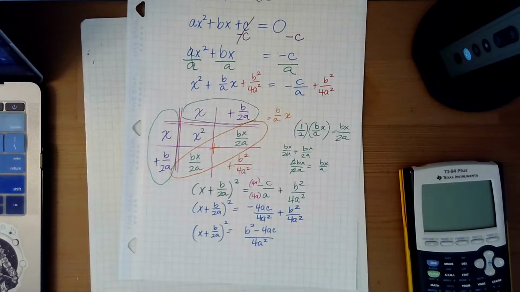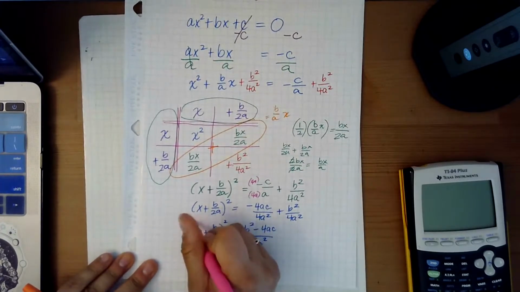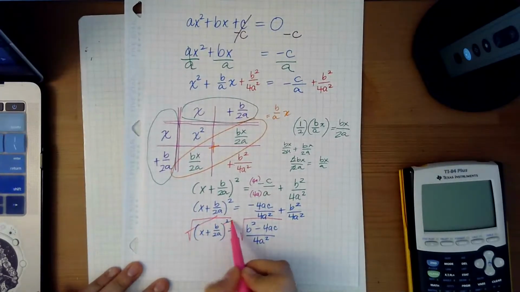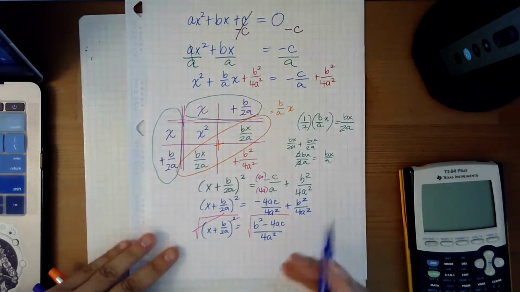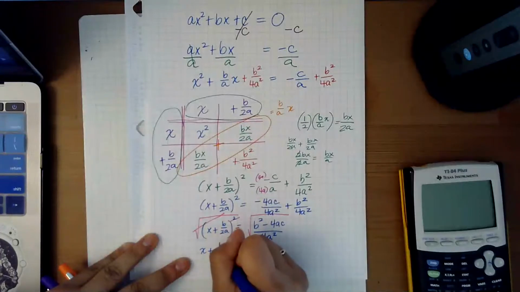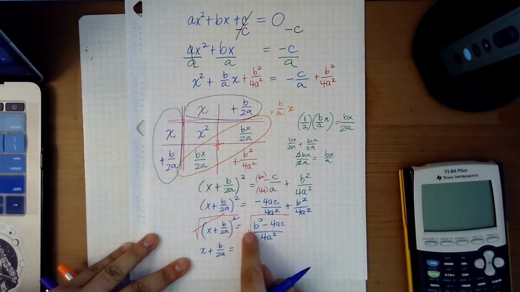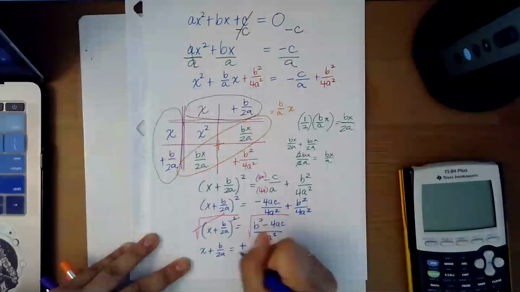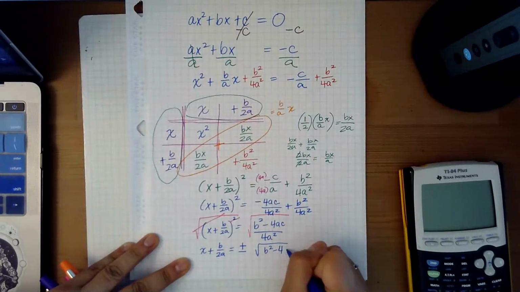So now I'm able to undo this square with a square root. What I do to one side, I do to the other. So this square root and this square cancel. I now have x plus b over 2a is equal to, now remember I took a square root, so because this is a square, I have to include both plus or minus the square root of b squared minus 4ac.